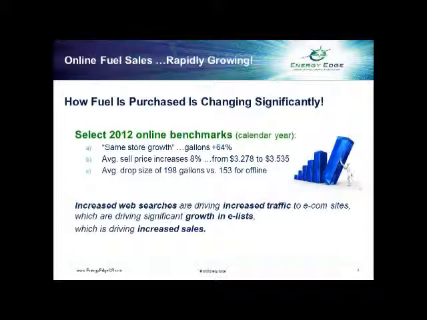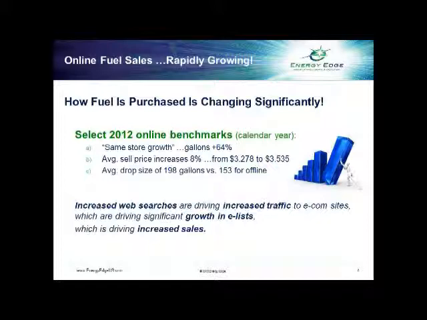So we came down about 6 gallons in drop size, and I can tell you the reason why that happened was a direct result of many of our clients reducing their minimum order quantity from typically 150 gallons to 125 gallons, or in other cases even 100 gallons, charging more for that smaller delivery on a per gallon basis, but still allowing customers to buy smaller quantities as oil prices have gotten higher. So that's driven the drop size down just a little bit.